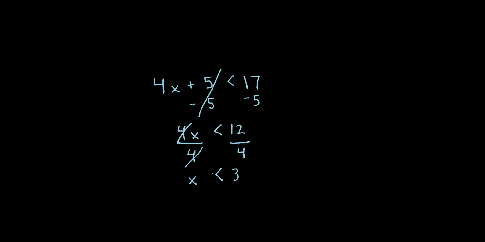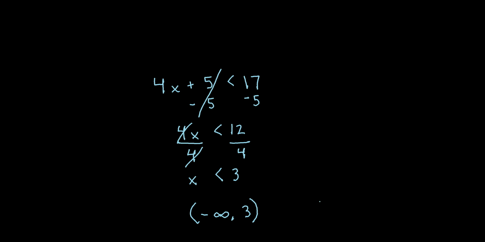Any value that we plug in that is less than 3 into this original equation, it will be true. So if we want to write that in interval notation, we could write it like this: from negative infinity up to positive 3. And we'll use a parentheses because 3 is not included as one of the possible valid answers for x. So x can be negative infinity all the way up to 3.